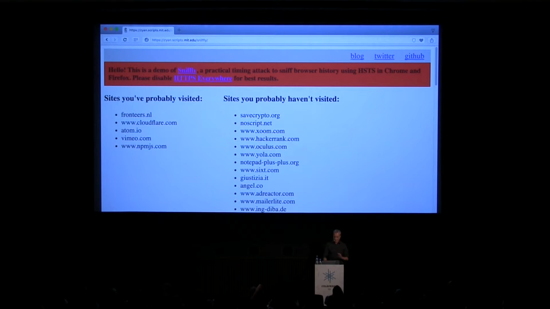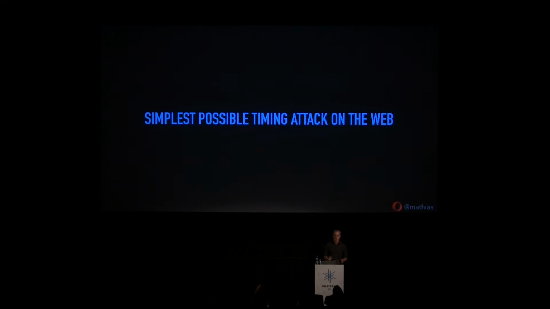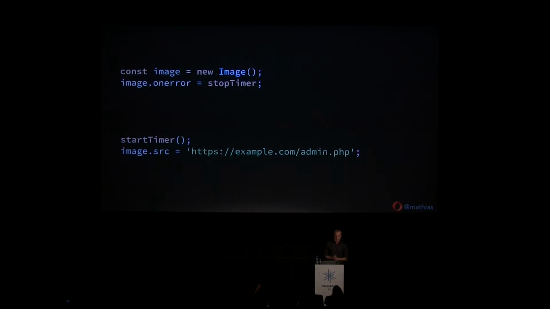And these attacks that we've seen so far, they're all kind of nice, but they're also maybe a little bit complicated. So let's simplify things a little bit just for now. What does the simplest possible timing attack on the web look like? Well, it looks something like this. Here's some very simple code that performs a very simple timing attack in the browser.